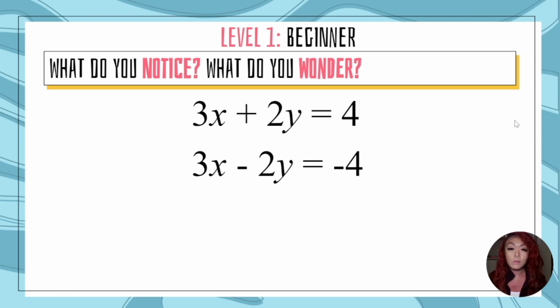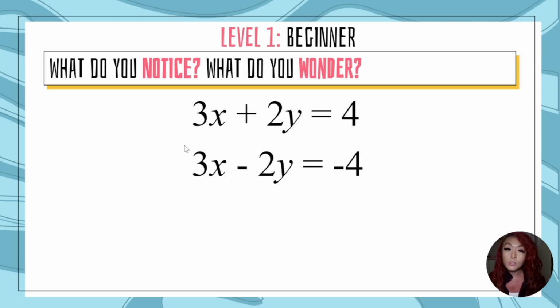So I have a system of equations here, and I want you to ask yourself, what do you notice and what do you wonder? Well, you might notice that both of the equations look very similar with just minor differences. Both of them contain the term 3x. But for the y term, the first equation has positive 2y and the second equation has negative 2y, right?